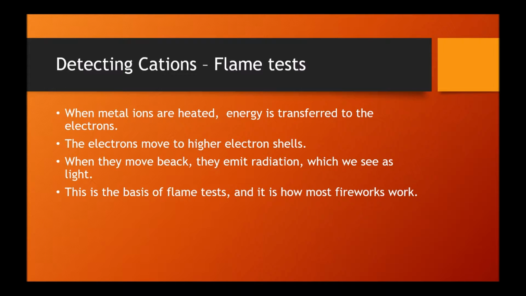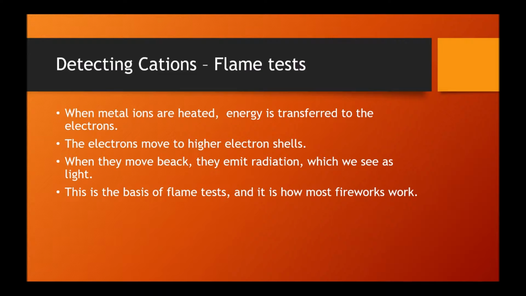So to detect cations, which are positive ions, usually metal ions, one way of doing it is flame tests. Now, flame tests work because when metal ions are heated, energy is transferred to the electrons. So then they move to higher electron shells. And when they move back, they emit radiation, which we see as light. So that's how flame tests work.